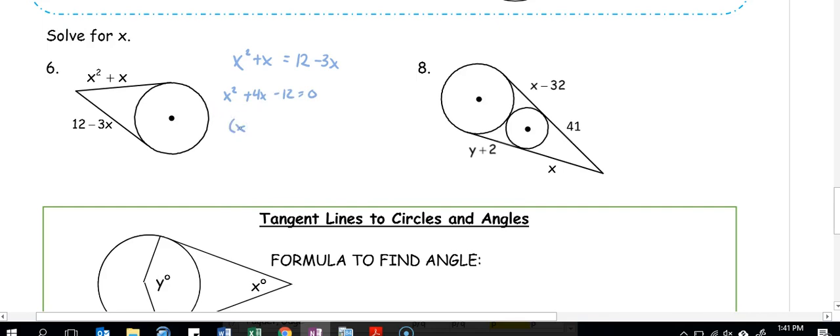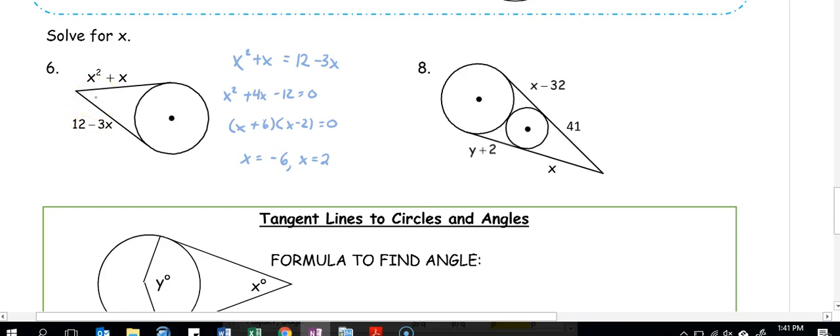So we need two numbers that multiply to negative 12 and add to 4. So we would have x plus 6 and x minus 2 equals 0. When we switch our signs, x is negative 6 and x is 2. In this case, both of these answers are going to stay because they would make our segments positive.